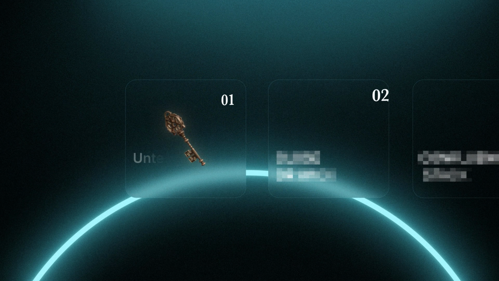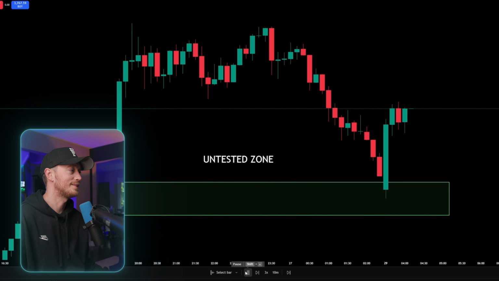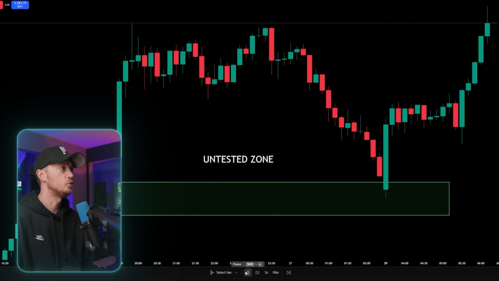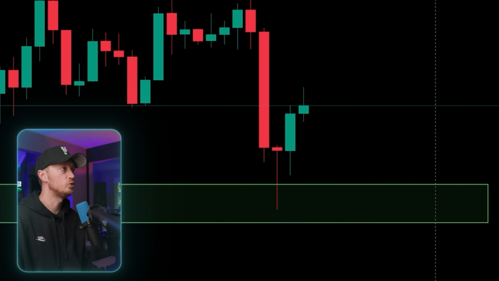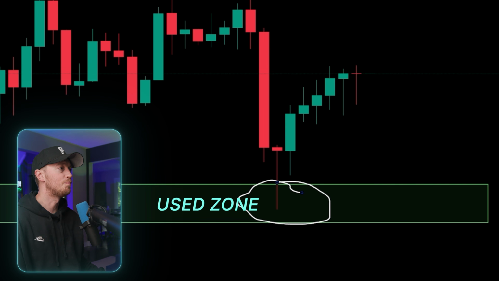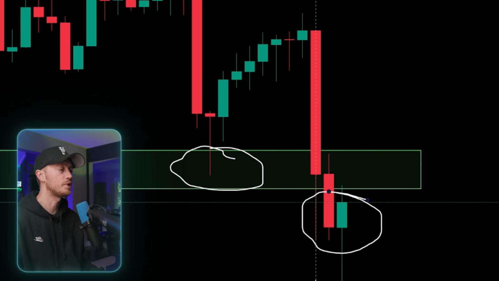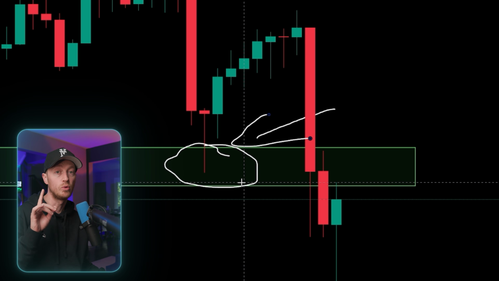The first key is untested zone. You can see here price doesn't test the zone and then it comes into that area and shoots all the way up. That's what you want to see. Same thing right here. Look, that's when the zone is used, right? This is now a used zone. So when price comes back to that level right there, look, it doesn't hold. It doesn't hold, it breaks through. Why? Because it was already used. You only use that demand zone when it's fresh.